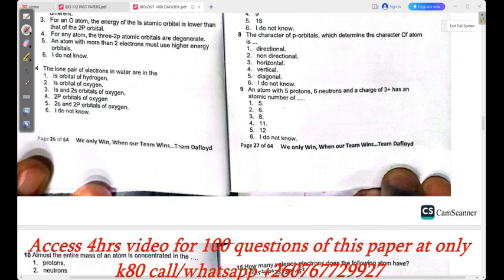9. An atom with 5 protons, 6 neutrons, and a charge of 3 plus has an atomic number of. So you should understand, let's call this particular atom Z. So we're saying that this particular atom has got 5 protons. The number of protons, we said, is equivalent to the atomic number of that particular atom. So now in this case, we are saying that this particular atom has a charge of 3 plus. What does a positive charge mean? A positive charge means that that particular atom has lost electrons. So this particular atom has lost how many electrons?